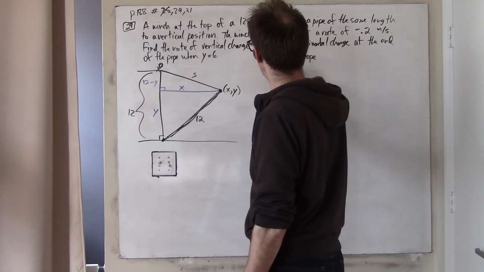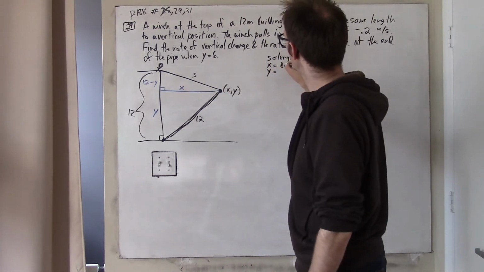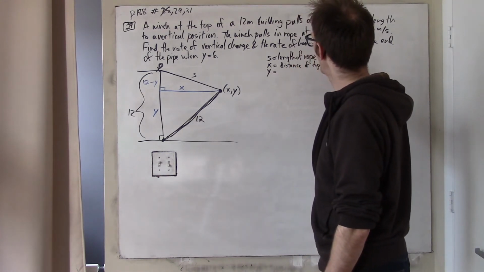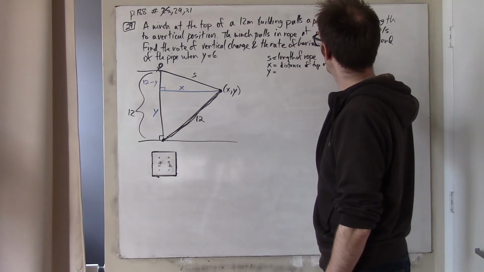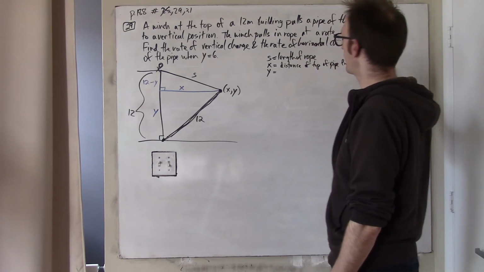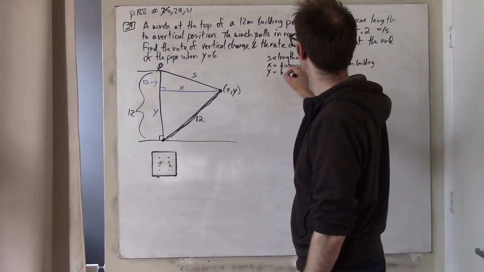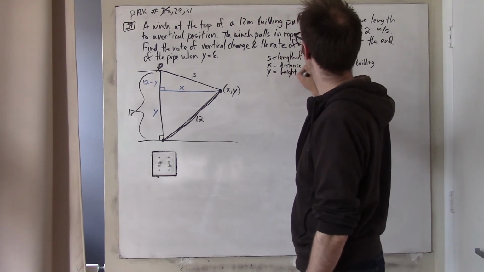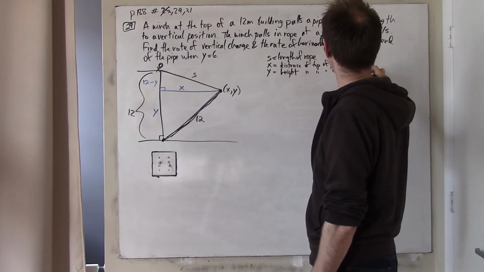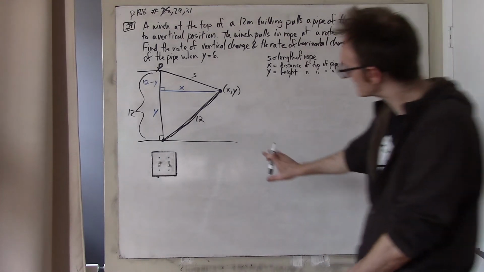Here I sort of don't feel like writing out what x and y are, but x is like distance. I guess I will write it. Distance of top of pipe from building, where that is understood to mean horizontally. I guess that's all it could mean. And this is just the height from the ground, height of the top of the pipe from the ground. Okay, so I got my variables. I have 3 variables in this problem: x, y, and s.